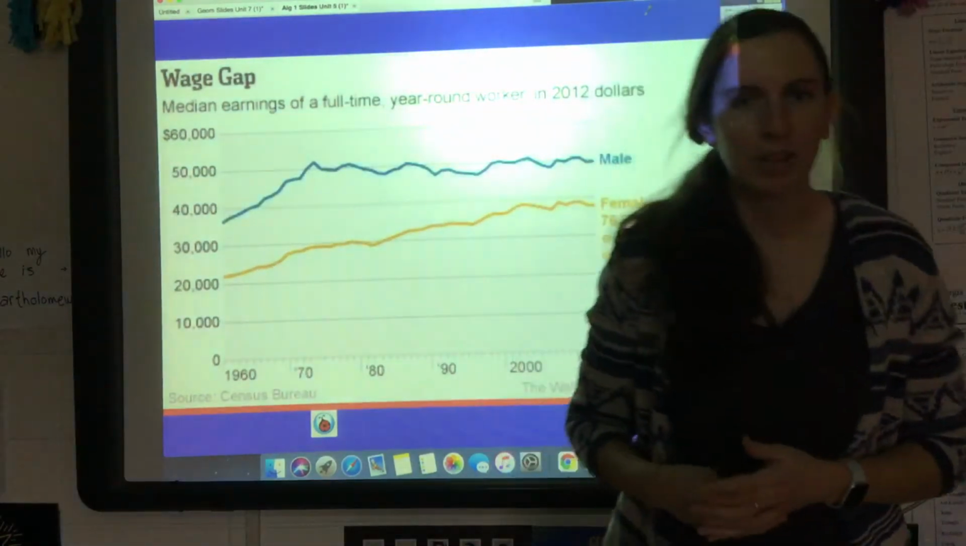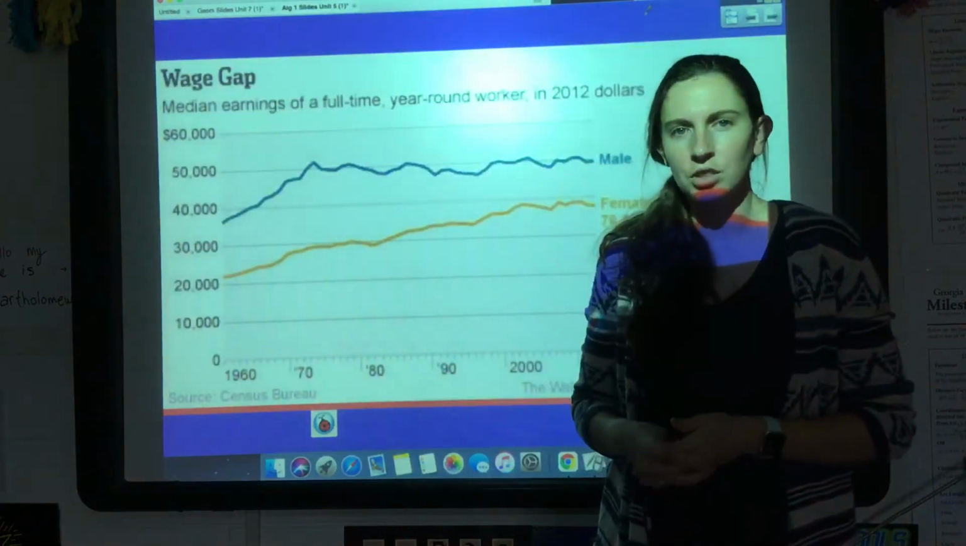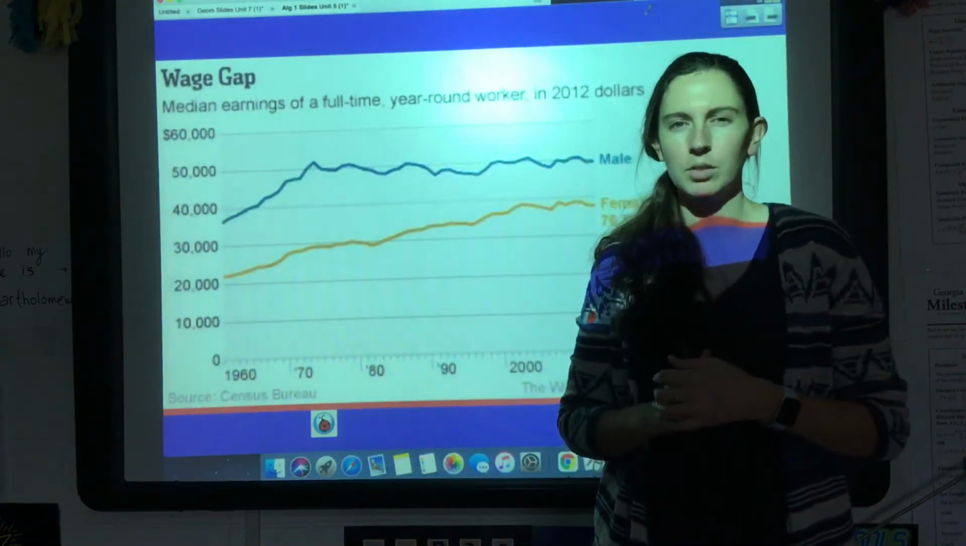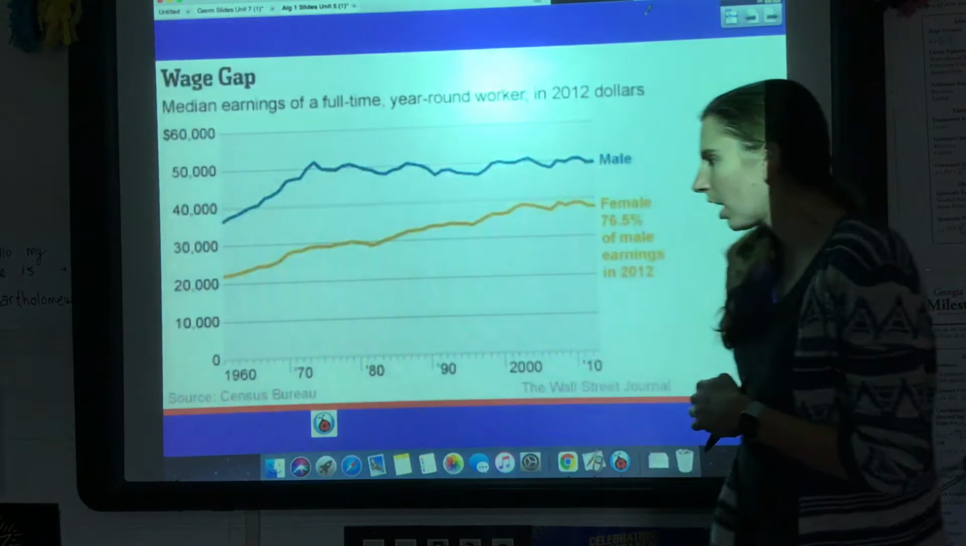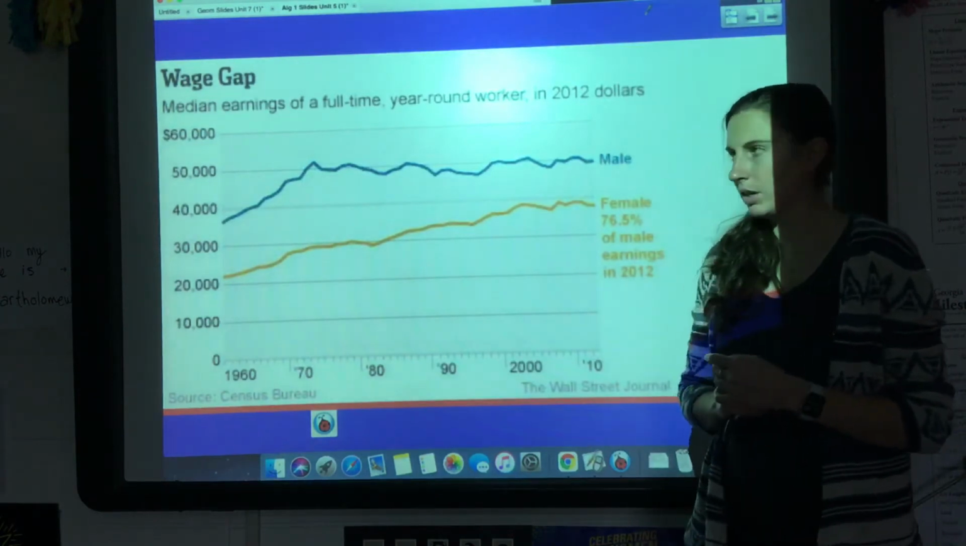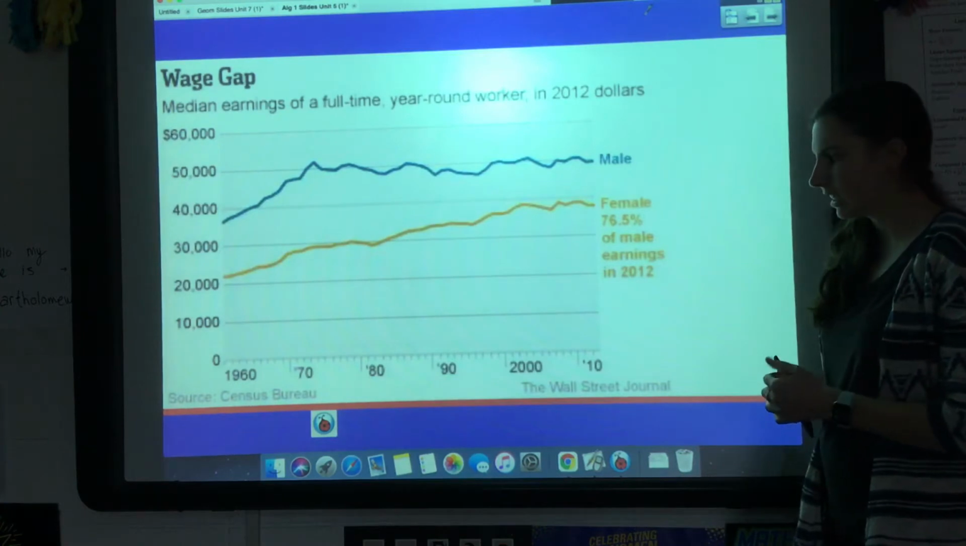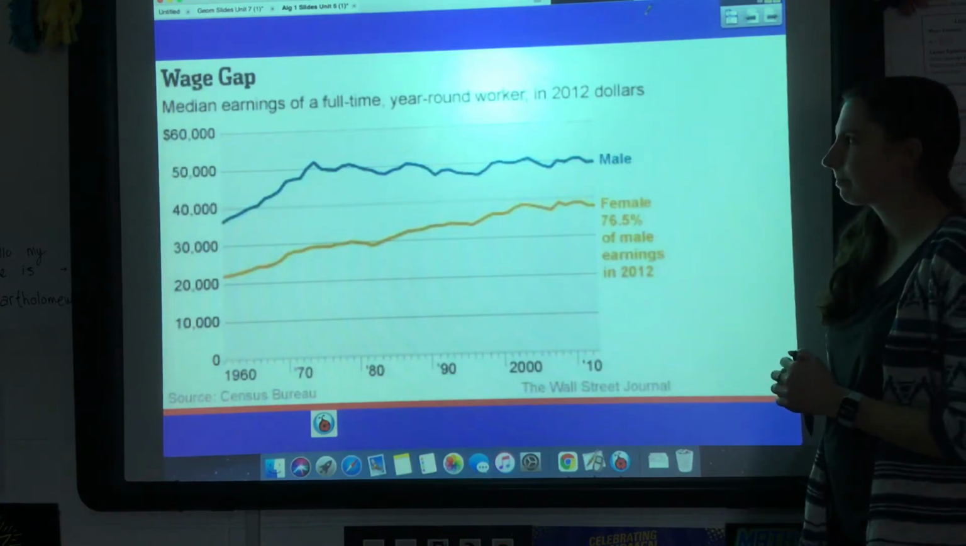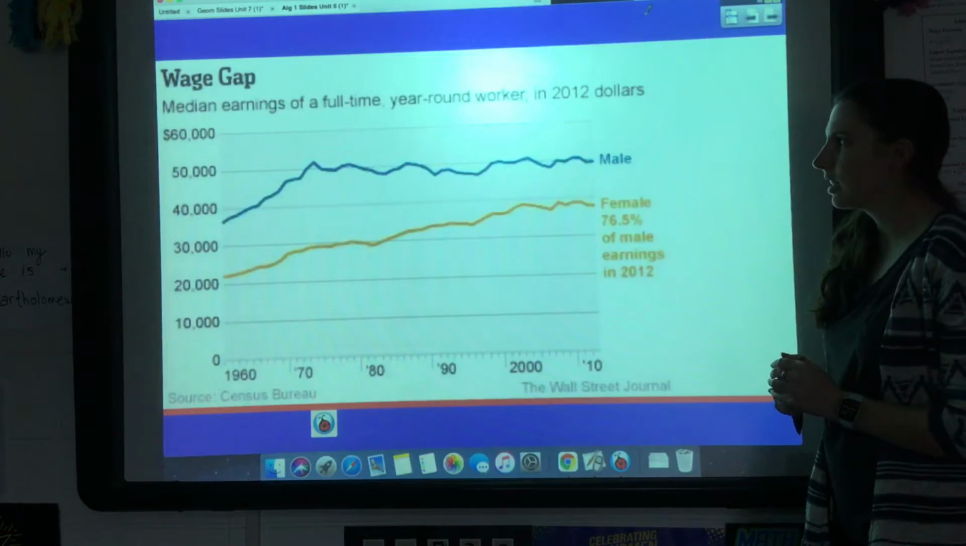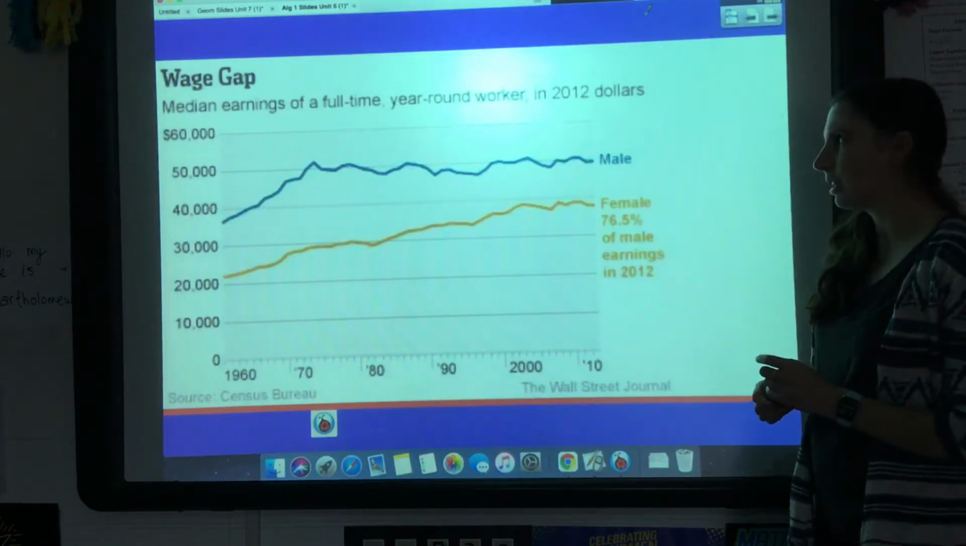So in this video, we're going to talk about comparing functions using inequalities mostly. And so to start off with, we're gonna just look at a little bit of some real world data here. So take a second and check out this graph. So this is the median earnings of a full-time year-round worker.